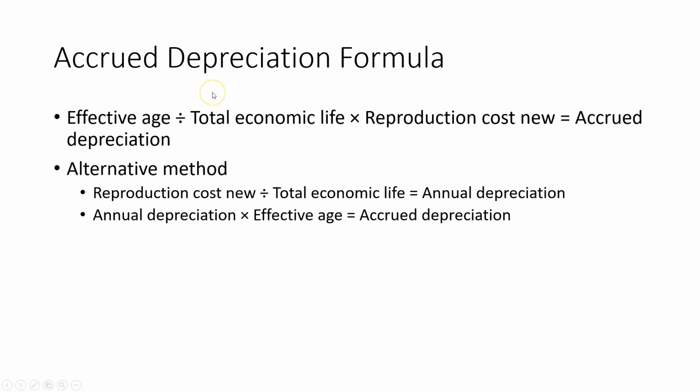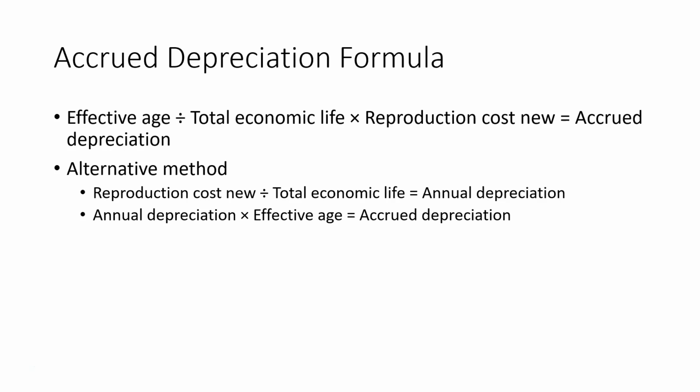And then what we do, we look at the effective age, we divide it by the total economic life, and if we multiply that by the reproduction cost, then we come up with the accrued depreciation. So for instance, if a home is 4 years of age and the total economic life is 60 years, which is basically 4 divided by 60, the same as 1/15, then I would take 1/15 of the reproduction cost, and that would be the amount I would have to knock off for depreciation.